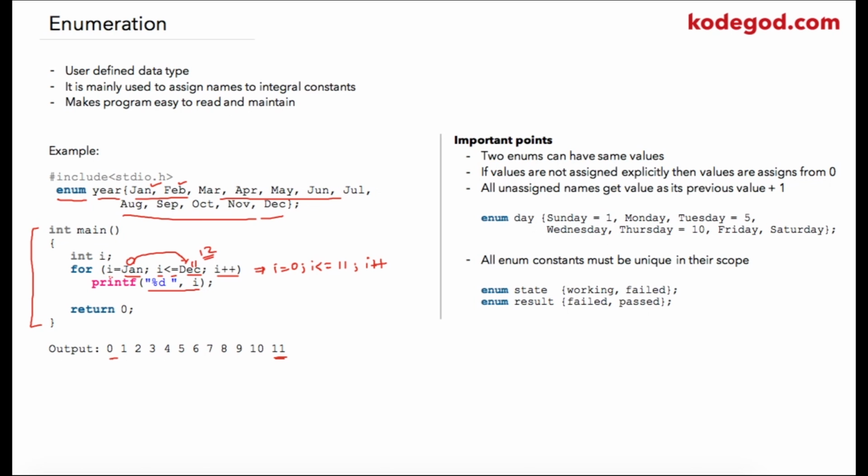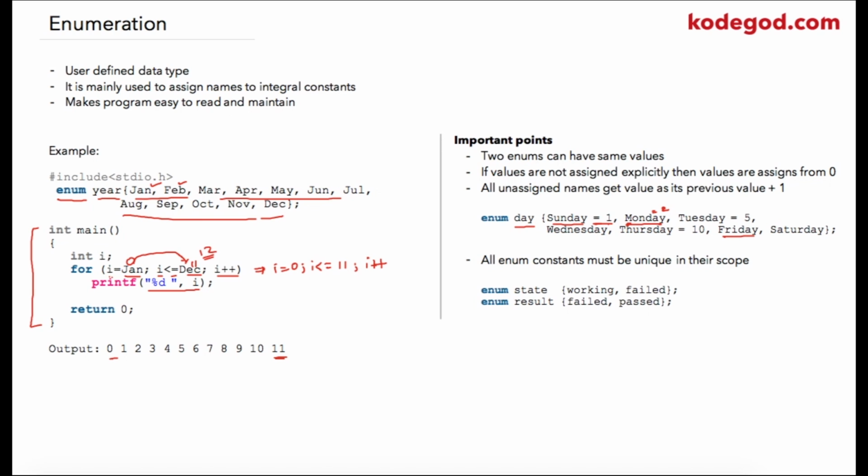A few important points to remember in case of enum is that two enums can have the same values. So if we have enum as day, then Sunday is equal to 1 and Tuesday can also be equal to 1. In case of enums, we can initialize values like this using the equal to operator. In case you do not specify any values, then the value of that particular name is its previous value plus 1. So in this case, for Monday we have not specified any value, but the previous element is initialized to 1, hence Monday will be treated as 2.